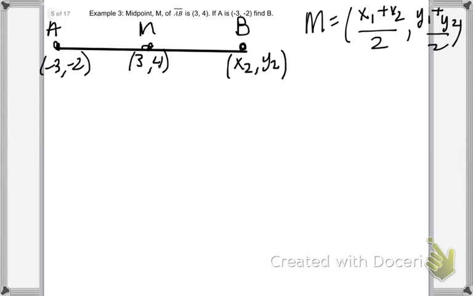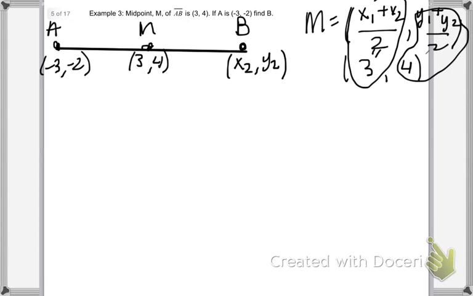Guess I can't write so close to the edge, can I? So let's use that to find our B value, because I know that my midpoint is 3, 4. So I know that X1 plus X2 divided by 2 is equal to 3, and I know that Y1 plus Y2 divided by 2 is equal to 4. So let's set up some equations, and then it's basically just solving for our X2.